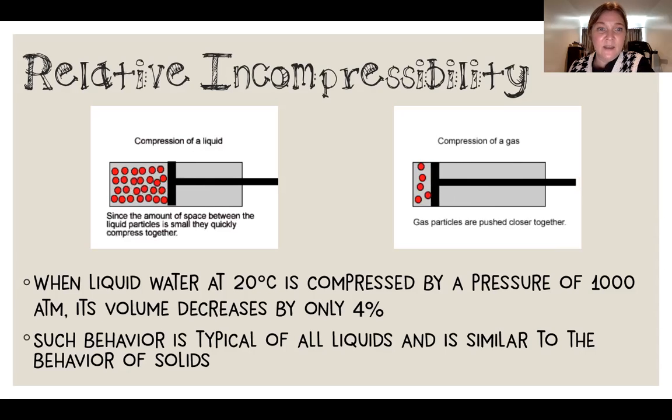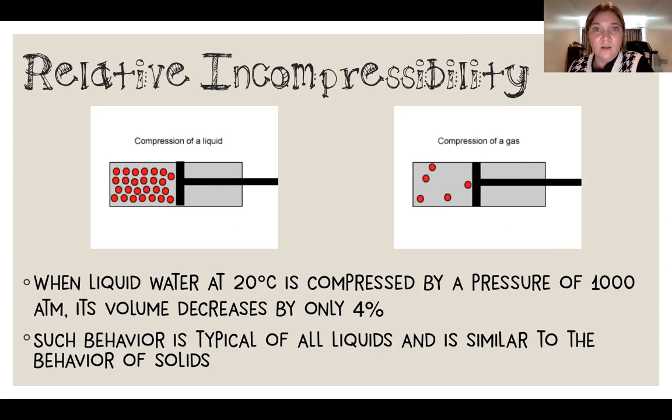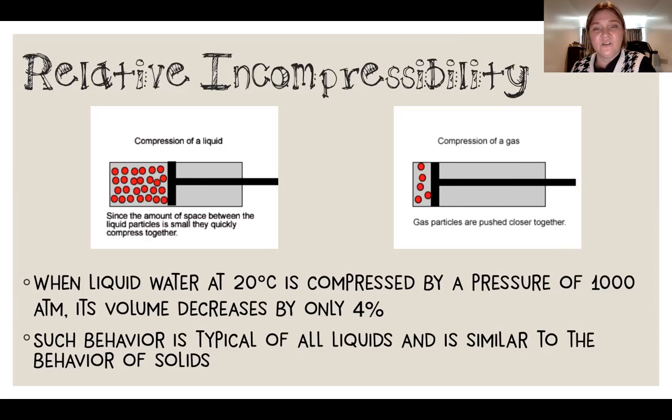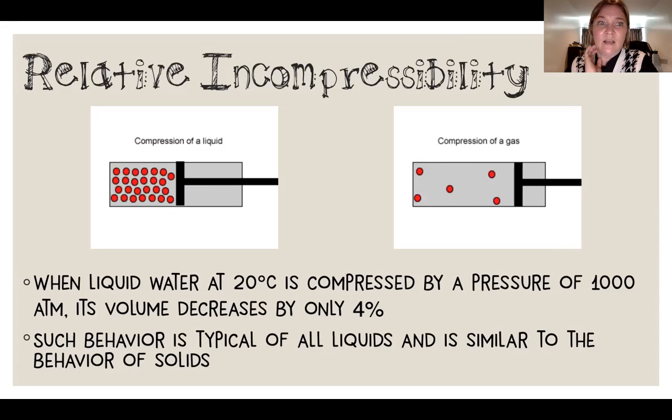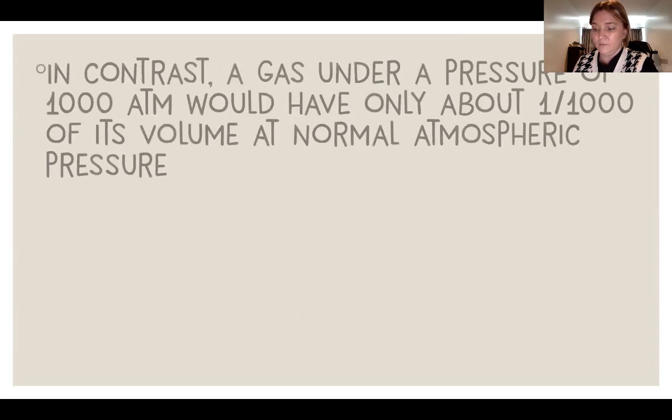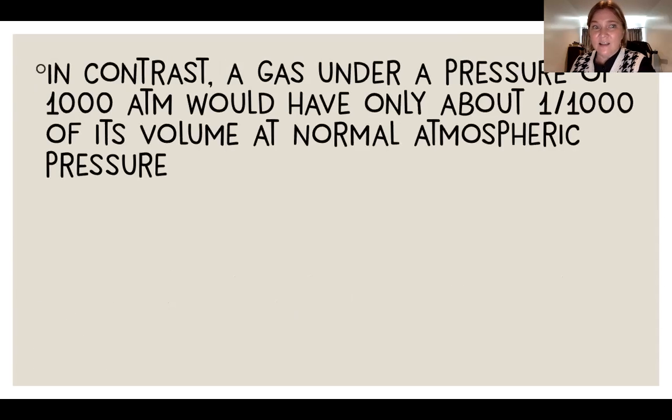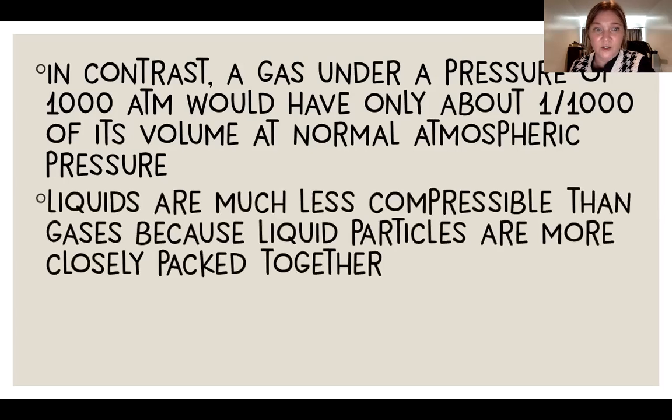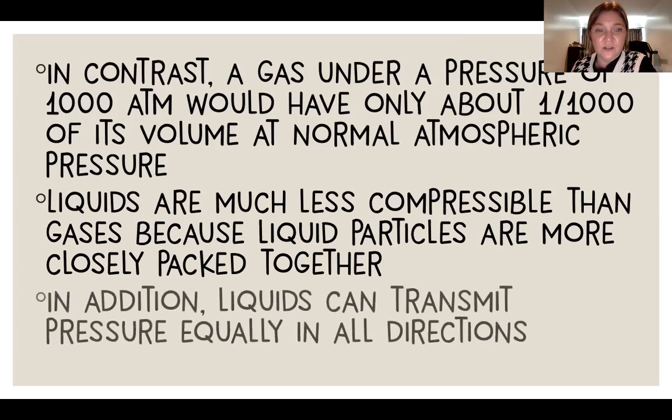You can see the difference in the animation between the compression of a gas because of the KM theory. Number one, particles are tiny and relatively far apart according to their size, so there's lots of room to squish them together. Liquids don't have that. They're pretty close together. In contrast, a gas under a pressure of 1,000 ATM would have about 1,000th of its volume at normal atmospheric pressure. Liquids are much less compressible than gases because liquid particles are closely packed together. And in addition, they can also transmit pressure equally in all directions.